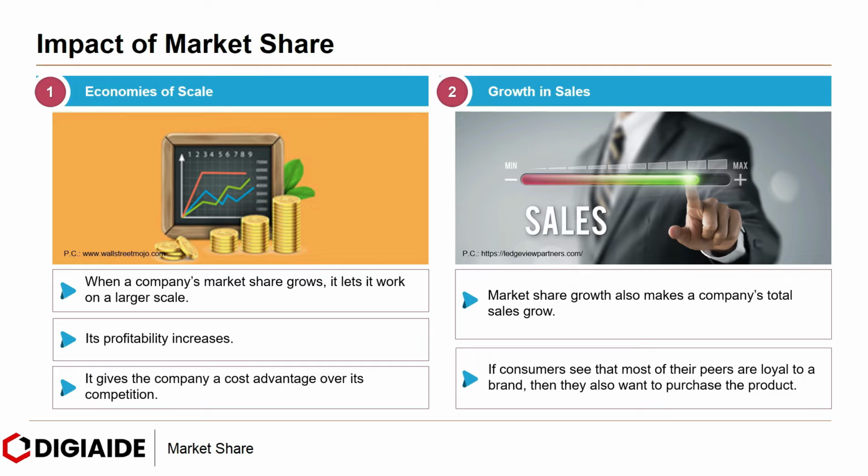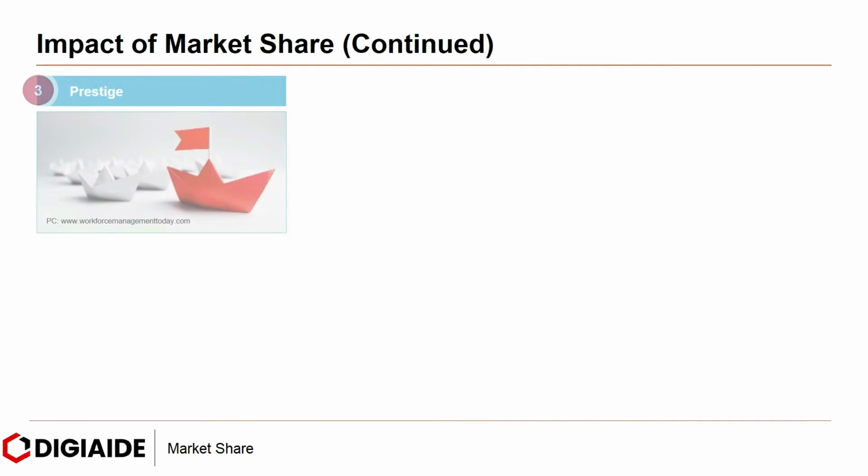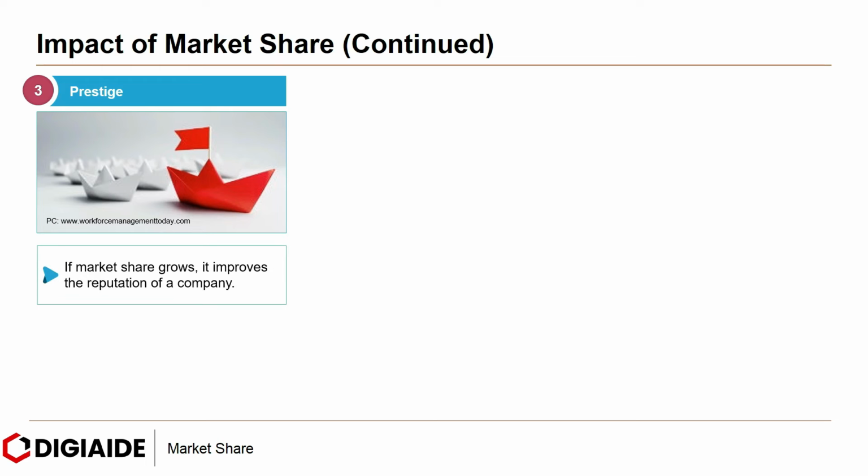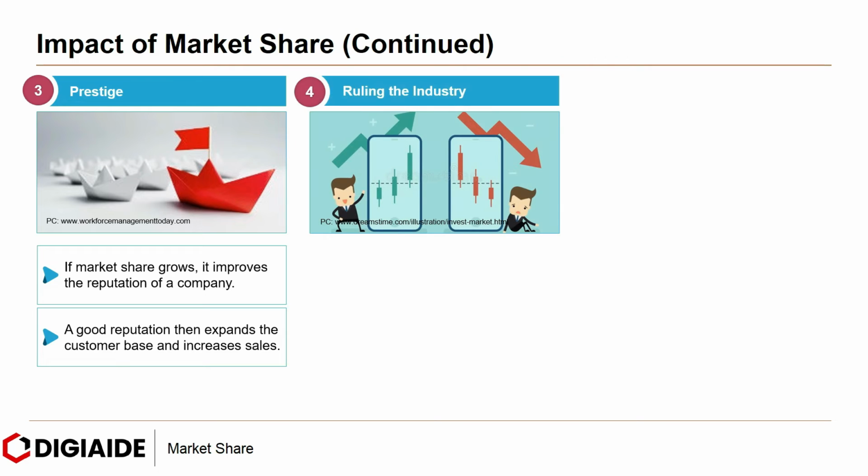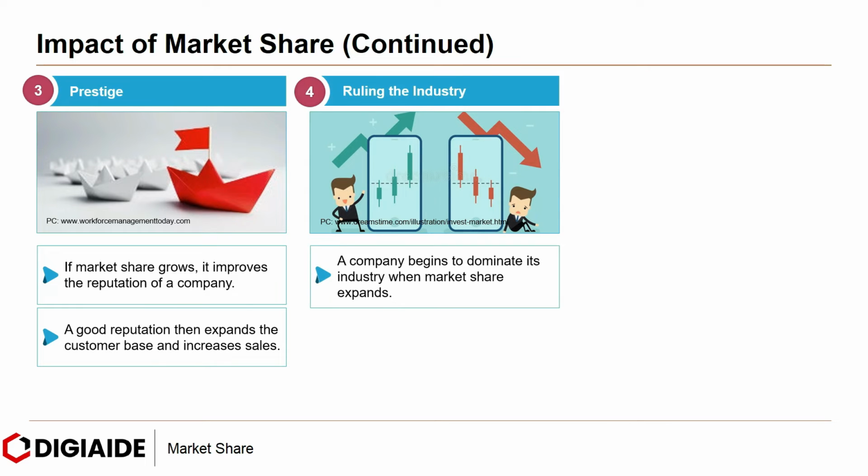If consumers see that most of their peers are loyal to a brand, then they also want to purchase the brand. Third, prestige. If market share grows, it improves the reputation of a company. A good reputation then expands the customer base and increases sales. Next, ruling the industry. A company begins to dominate its industry when market share expands.